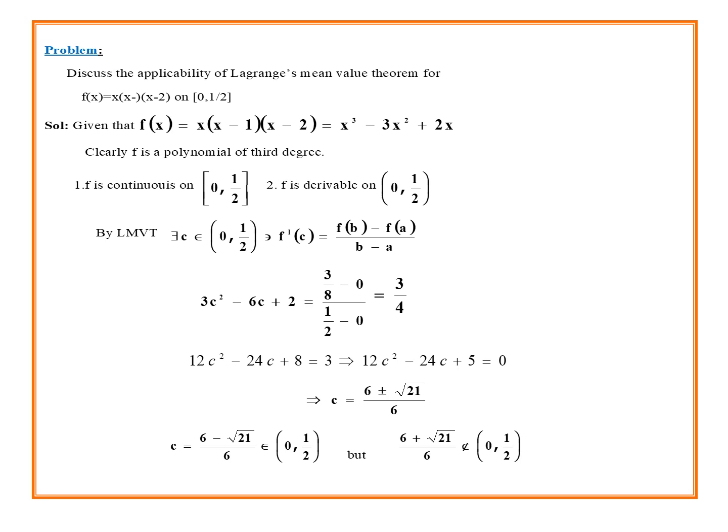Now we discuss the main important problems on Lagrange's theorem. Discuss the applicability of Lagrange's mean value theorem for the given function f(x) = x(x - 1)(x - 2) on the closed interval [0, 1/2]. Solution: the given function f(x) = x(x - 1)(x - 2) is equal to x³ - 3x² + 2x.